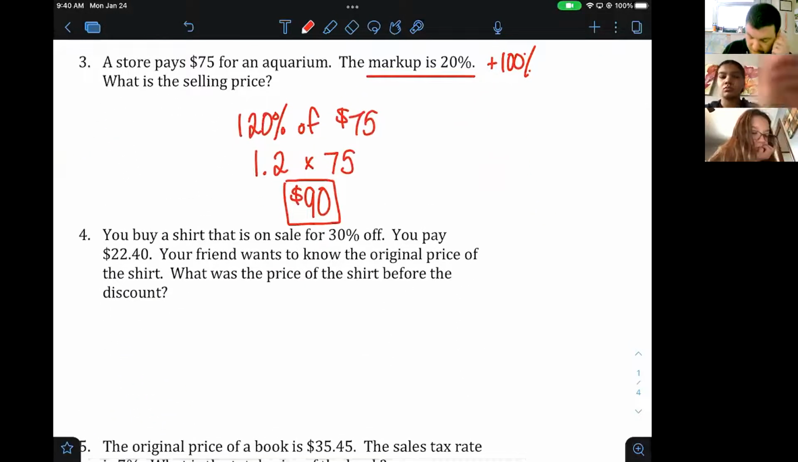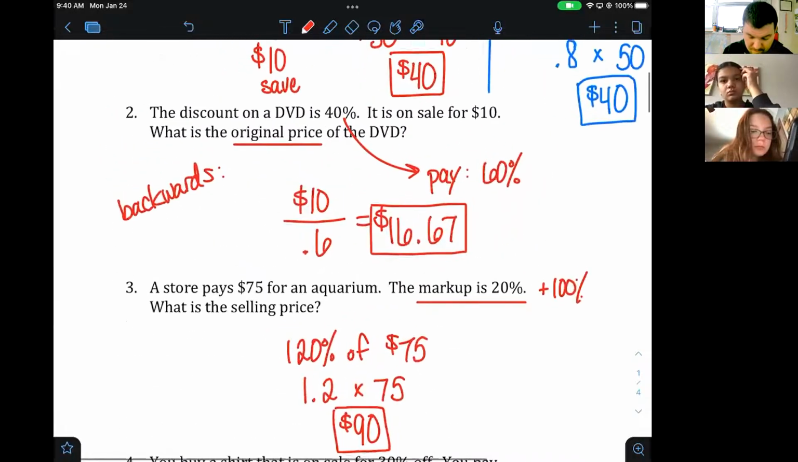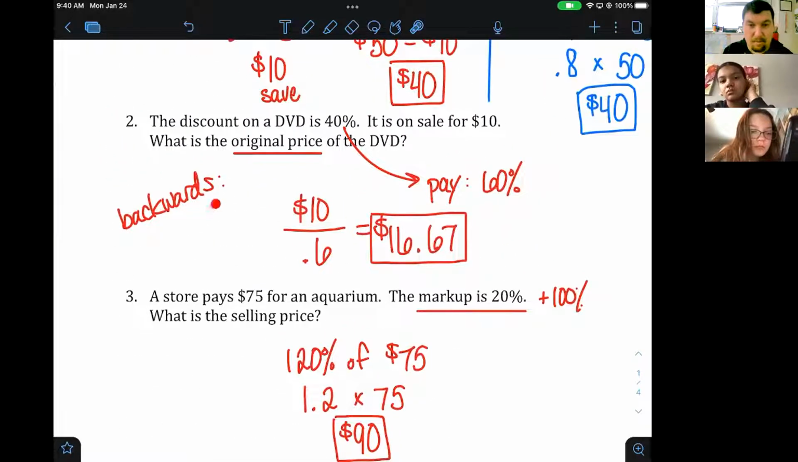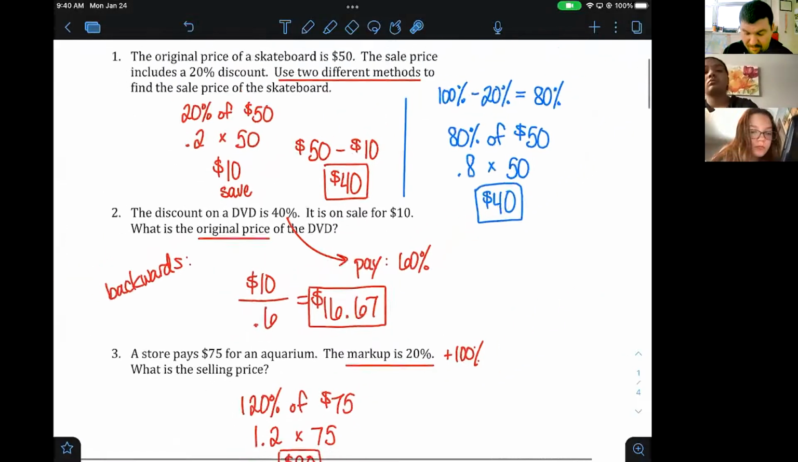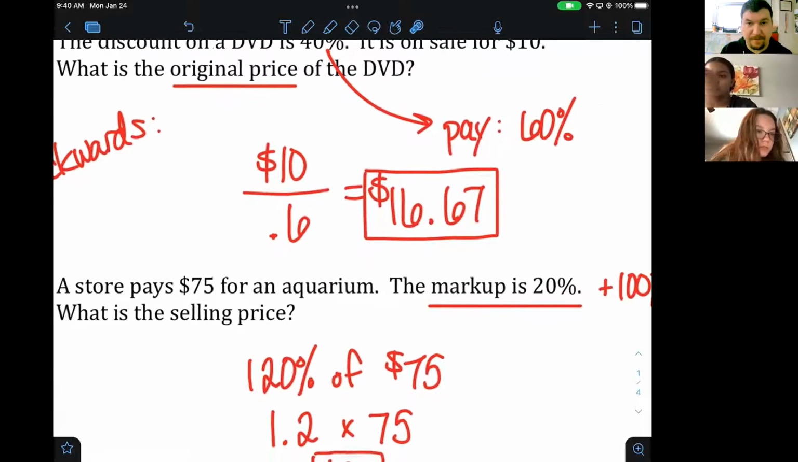All right, number 4. You buy a shirt that's on sale for 30% off. You pay $22.40 for it. Your friend wants to know what the original price was. So what was the original price of the shirt before the discount? So just like number 2, anytime they're asking for the original price, I'm going to have to work backwards. And when I say backwards, that means instead of multiplying like we do to find the sale price, if you want to go back in time to find the original price, you're going to have to divide.